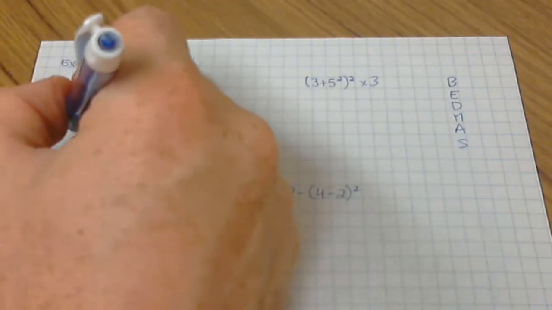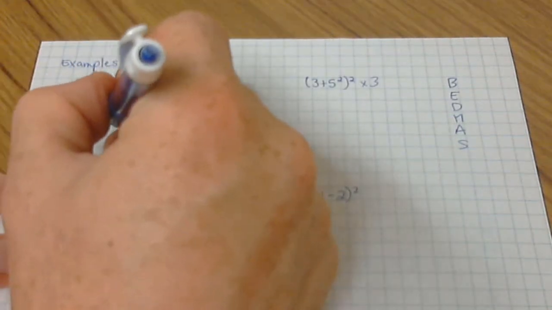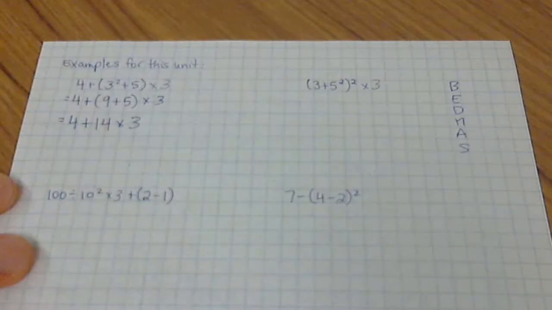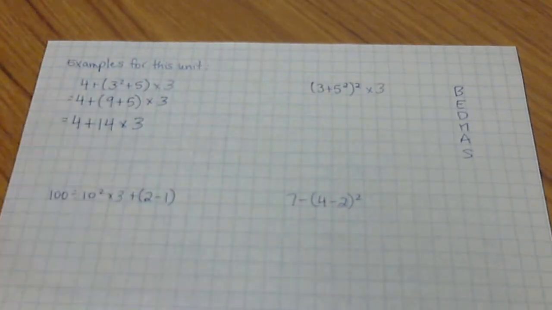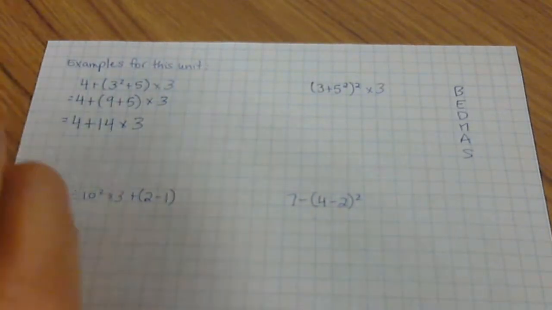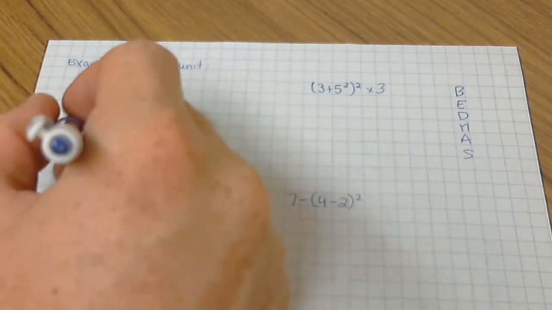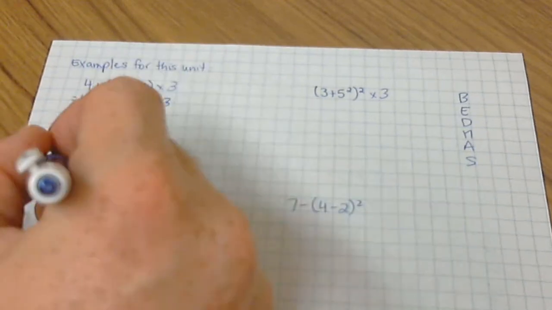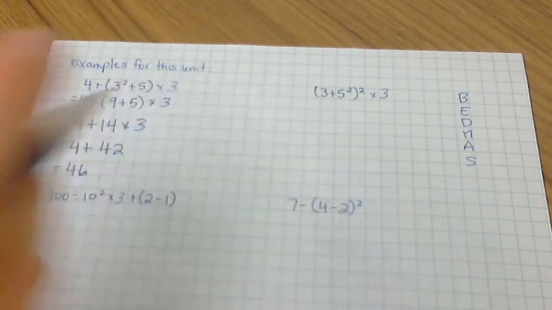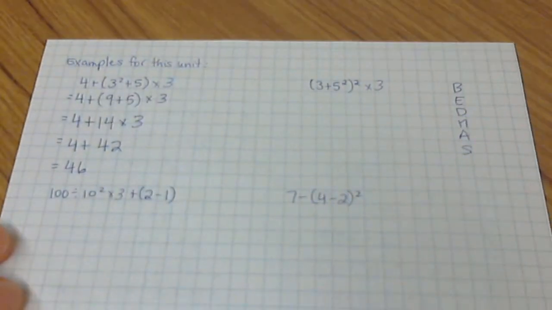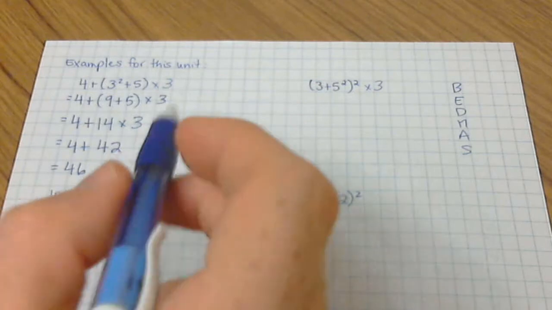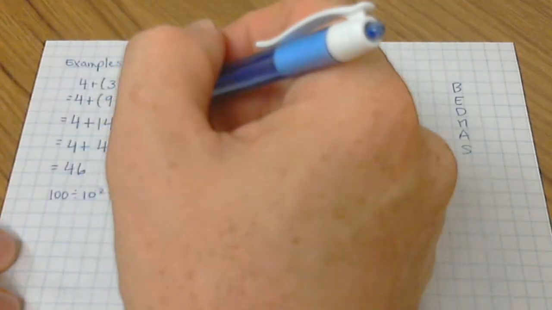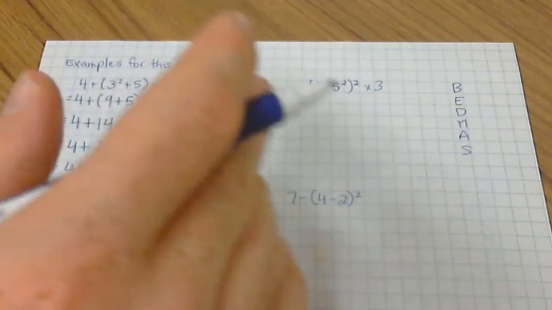So now I have brackets, multiplication, and addition. I do brackets first. So it's 4 plus 14 times 3. And then I have addition and multiplication, so multiplication gets done first, so that becomes 4 plus 42, which equals 46. Okay, so you do what's inside the brackets first, then exponents.